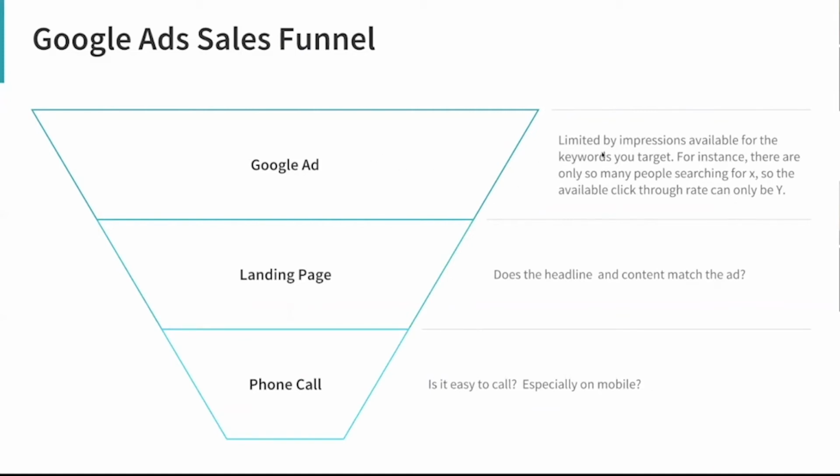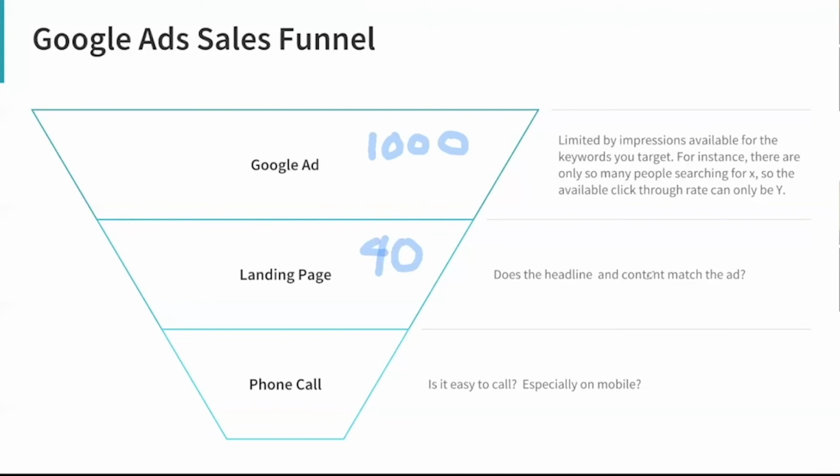So I have the Google ad on top, and I'm limited by the impressions available for the keywords I target. If there's only so many people searching for the search term, the available click-through rate might only be that 3, 4, 5%. So the number of people at the top of the funnel, let's say 1,000, are here. If I have 1,000 people and a 4% click-through rate, I'm going to have 40 people. Let's write this down. I know it's pretty simple, but I'm going to pull a Steve Kornacki here and have my big board, and go down to 40 people going to the landing page, let's just say.